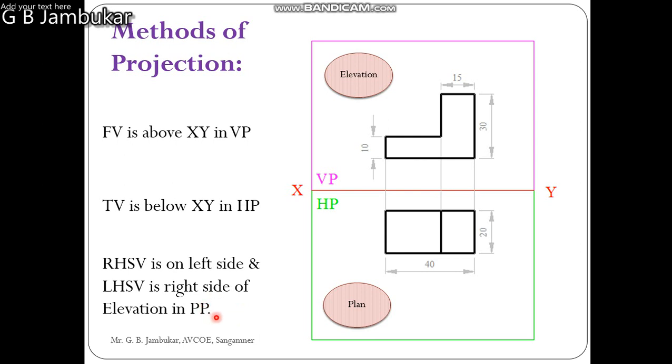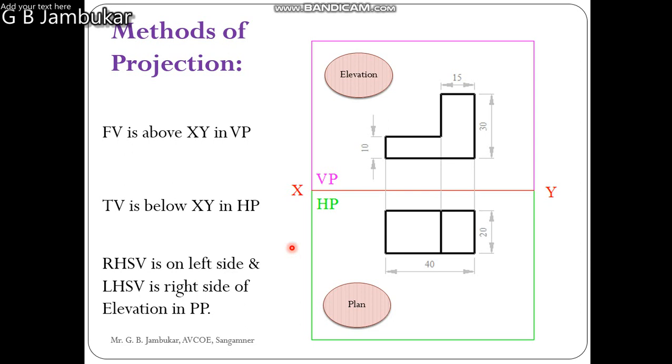So here we understand that according to the first angle method of projection we get the front view above XY, the top view below the front view, below XY, and the right hand and left hand side views on the opposite side of the front view. So this is about the method of projection.